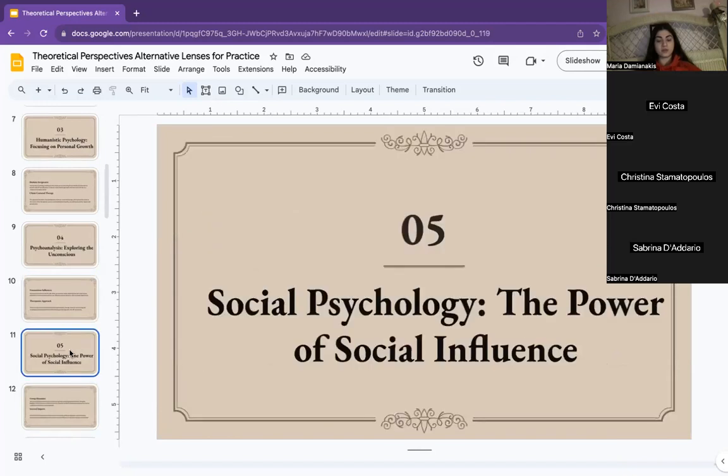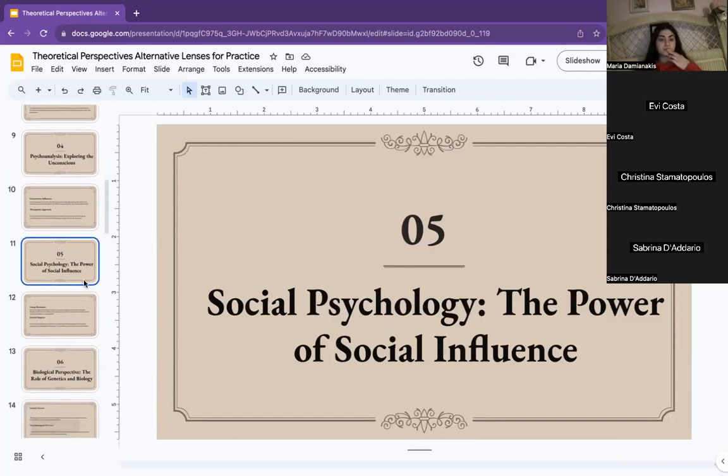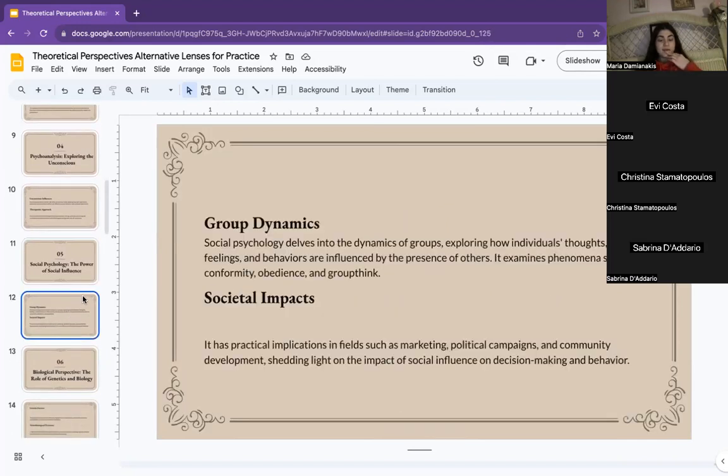Okay, then we have number 5, social psychology, the power of social influence. Here we look at group dynamics. Social psychology delves into the dynamics of groups, exploring how individuals' thoughts, feelings, and behaviors are influenced by the presence of others. It examines phenomena such as conformity, obedience, and groupthink.